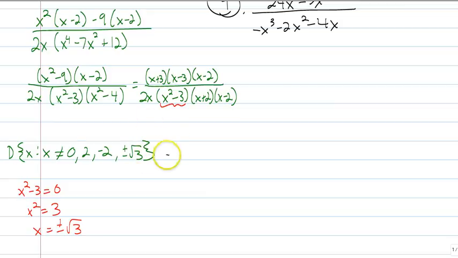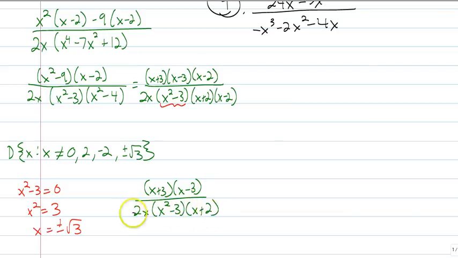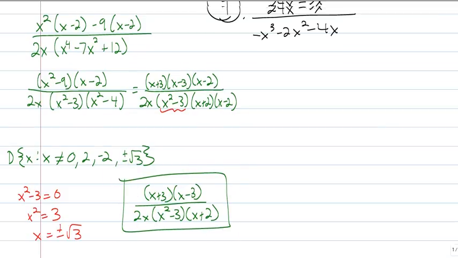Okay, and finally, we just simplify the fraction. I'll write it down here. We have x plus 3, x minus 3 over 2x, x squared minus 3, and x plus 2. And that is our simplified fraction. We can't do anything else with it. And that is where we end with that one.